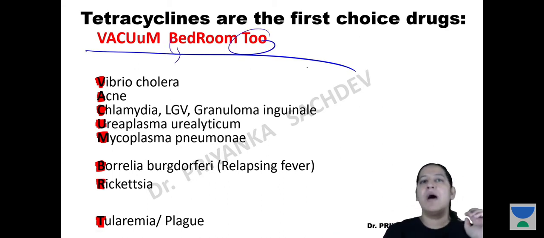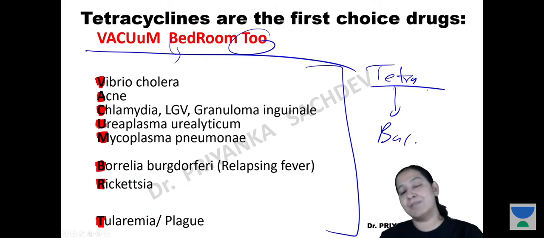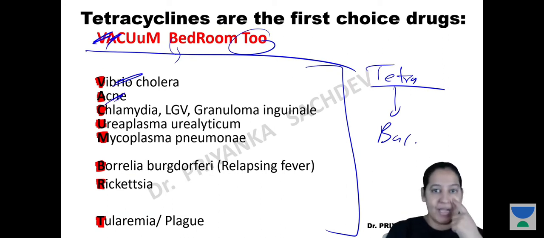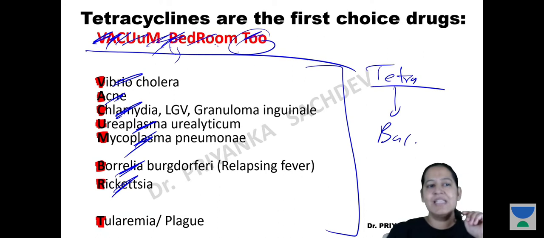Name the organisms or bacteria which are specially killed by tetracycline. So V stands for Vibrio cholerae. A stands for acne, the bacteria for acne. You know acne is pimples. C stands for chlamydia. U stands for ureaplasma. M stands for mycoplasma. B stands for bedroom's B, Borrelia. R stands for rickettsia and T stands for tularemia.